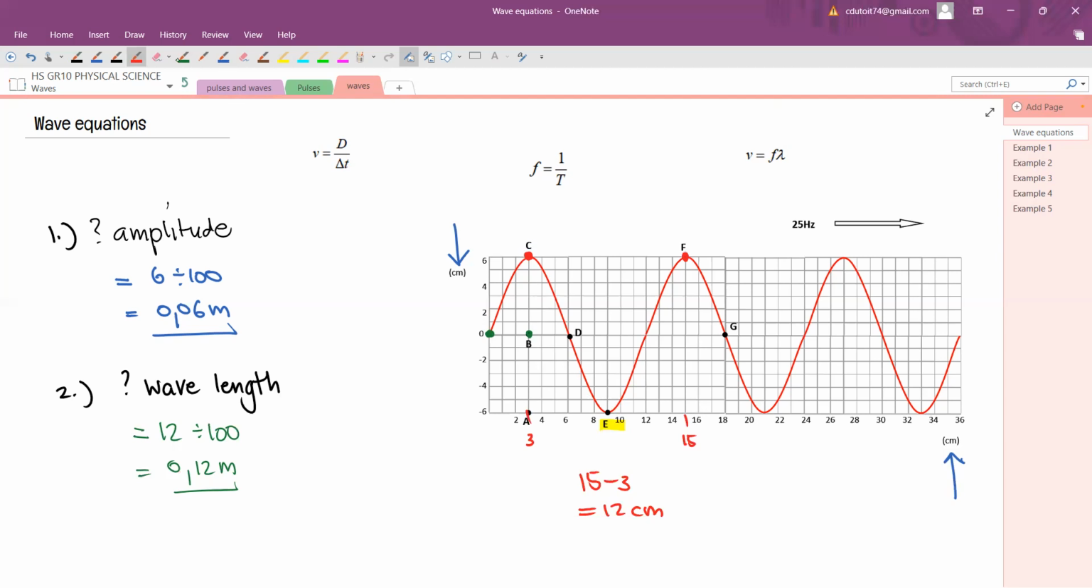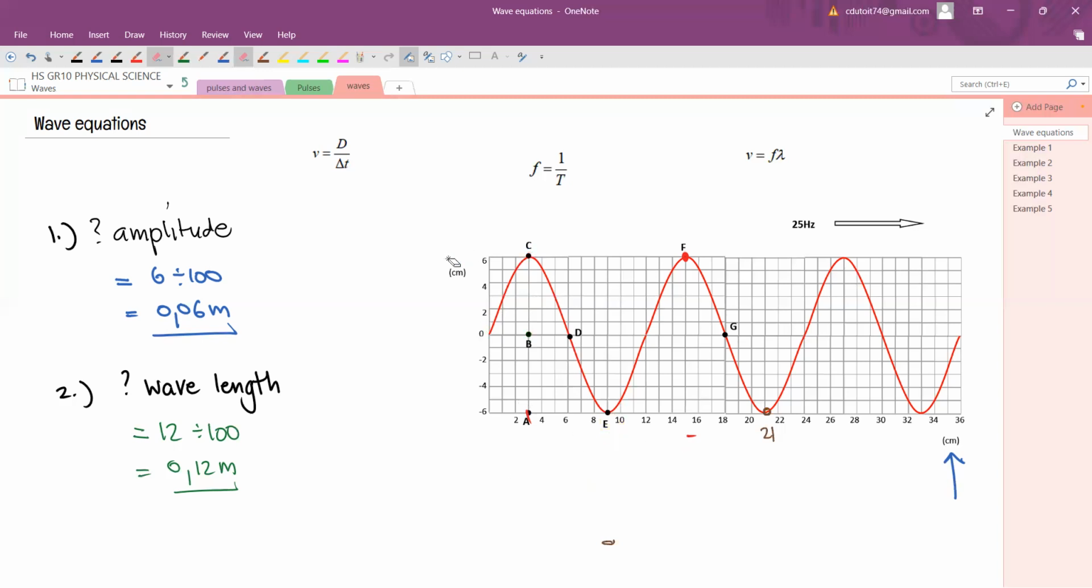Also, you can work from the bottom part, from E all the way to 21. So that starts at 9 and ends at 21. And the difference there is also 12 centimeters. So there are different ways that you can calculate the wavelength. Is that fine? Difficult? No. Happy? Yes. Okay, good.